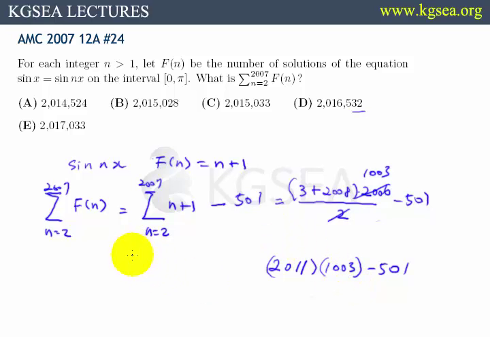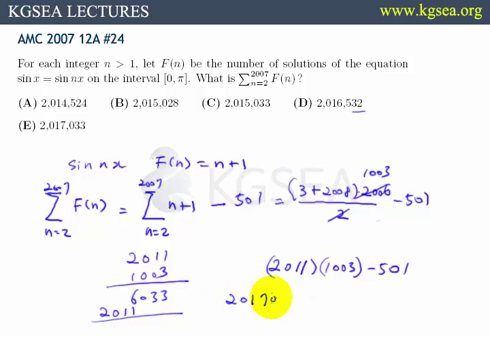This multiplication is not that bad actually. So 2011 and 1003, right? Shall we? So it's 6033, and this would become 2011. So if I add this, I get what you see. 2,017,033 minus 501 would be 2,016,532. Here it is. But peeking into the last digit was more fun.